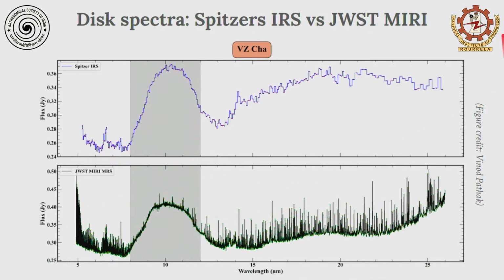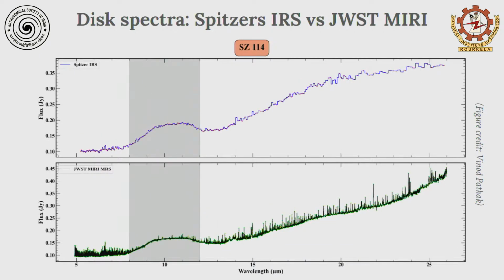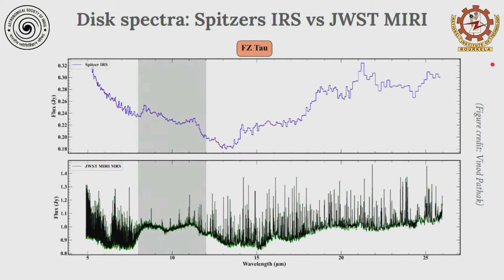These little blips that you see, these are not artifacts or noise. These are real lines. It's so rich that every group is struggling to figure out how to go about with the analysis. So this is another example. Extremely rich in lines, the protoplanetary disk. So here is another example.